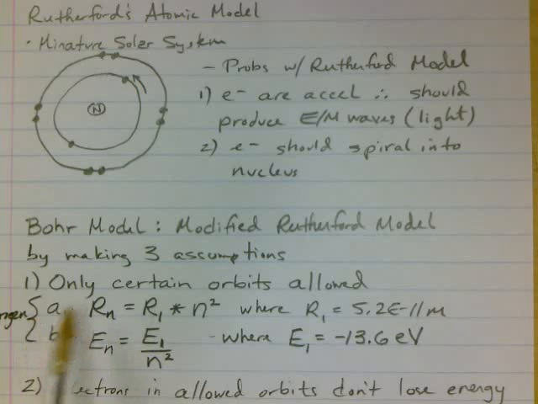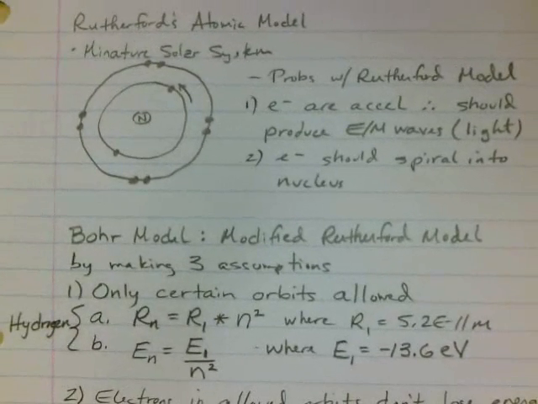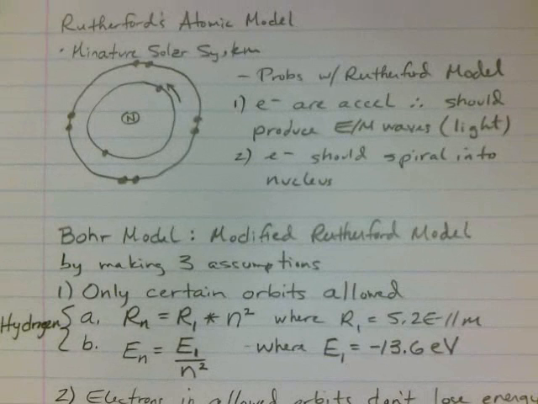The first one was only certain orbits are allowed, and Bohr's model originally was just for hydrogen and hydrogen-like atoms. He said only certain orbits are allowed, those for which the radius of the nth orbit, for example the fifth orbit, is going to be the radius of the first orbit times n squared, where n is the orbit number, so in this case it would be 5, and the radius of the first orbit is 5.2 E minus 11 meters. So if you want to figure out the radius of the fifth orbit, you just say it's the radius of the first orbit times 5 squared, or 25.